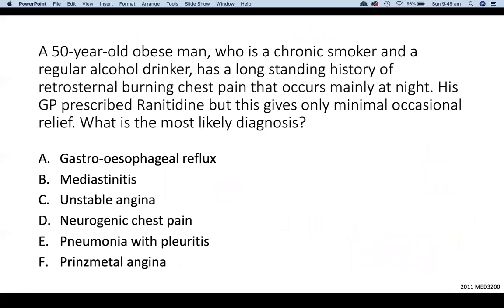So obese man, smoker, alcohol, retrosternal burning chest pain, occurs mainly at night. What's the most likely diagnosis? Good, yeah, cool. He probably has severe GORD, and so the ranitidine isn't cutting it, and so you need to give him a PPI. And he's got the risk factors of being a smoker, alcohol, and obese.